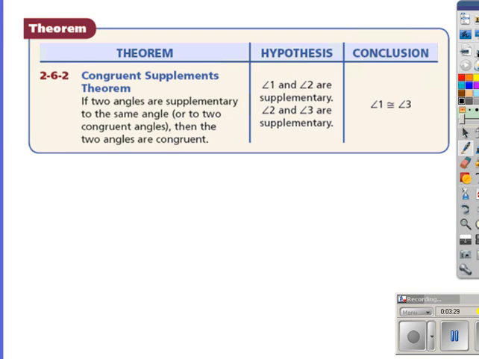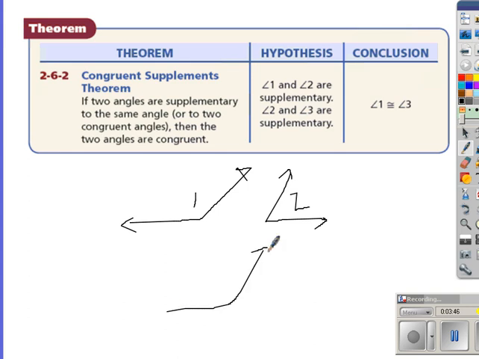So I'll draw a picture here. If we have angle 1 and angle 2, all right, they're supplementary angles. We also know that angle 2 and angle 3 are supplementary angles as well. Draw that 3 a little bit better here. There we go.